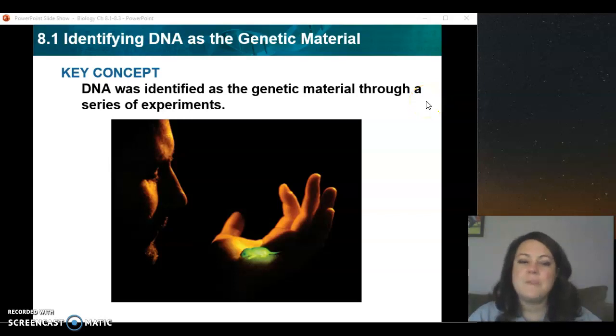Chapter 8.1, Identifying DNA as the Genetic Material. The key concept is that DNA was identified as the genetic material through a series of experiments. In this section, we're going to talk about several of those experiments.